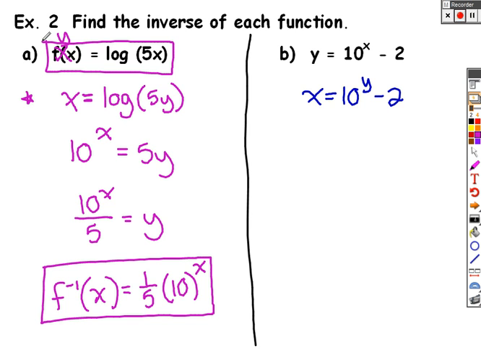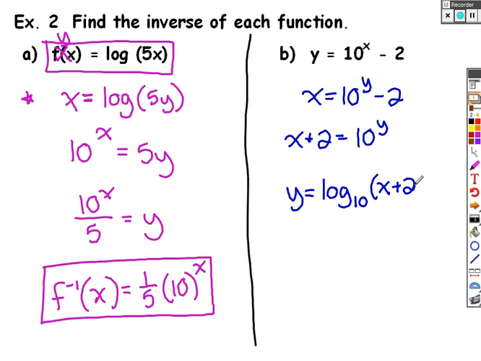Second one, switch x and y, so I've done that. You could add 2 to each side. And now I'm kind of stuck at the point of, well, I want to get y by itself, but that's up in the exponent. So now, I can't really get y by itself unless I convert this to logarithmic form. So I should have y is your exponent. y equals log, my base is 10, and the argument would be x plus 2.